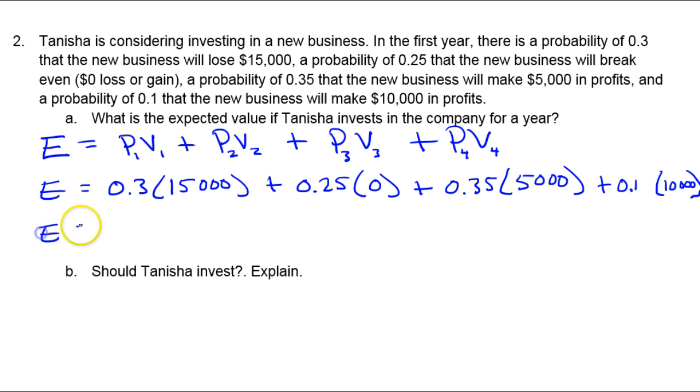Okay. So you can just put all that in your calculator. This was negative. It disappeared on me. That's what messed me up last time. I'm just going to put all this in my calculator and see what the expected value is. All right, I'm getting negative $1,750.